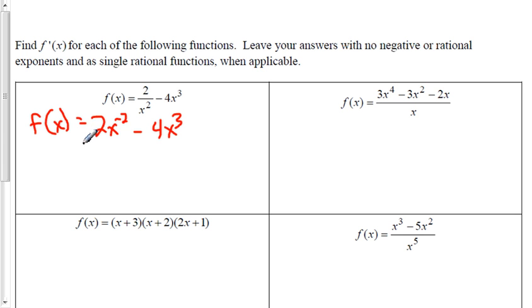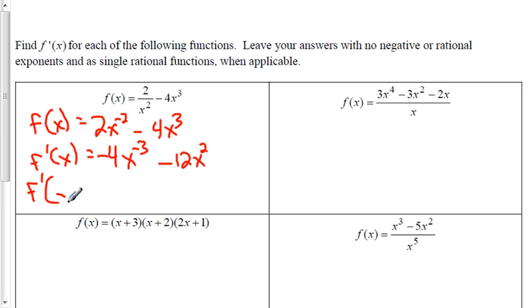Now I'm going to take the derivative, and I can take the derivative of each separate term. So f prime of x equals, and I'm going to take the exponent, negative 2 times 2 is negative 4. It's going to be 4x to the negative third. Exponent 3 times negative 4 is negative 12, and I'm going to go down by 1. Okay, I can't leave it like this. So f prime of x equals negative 4 over x cubed minus 12x squared.